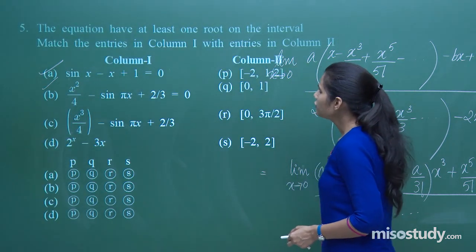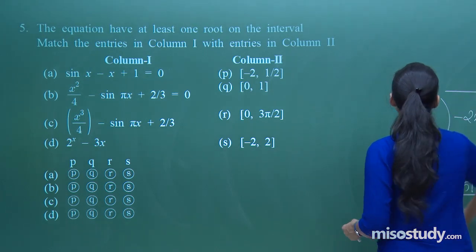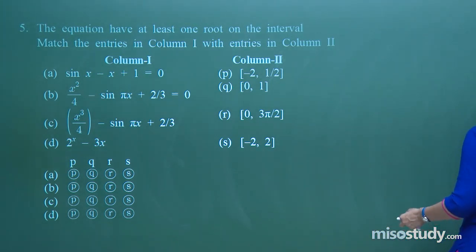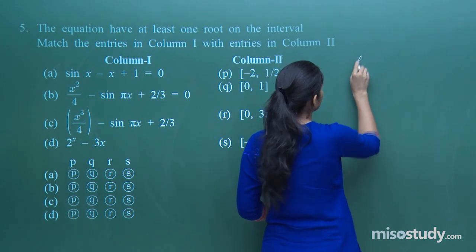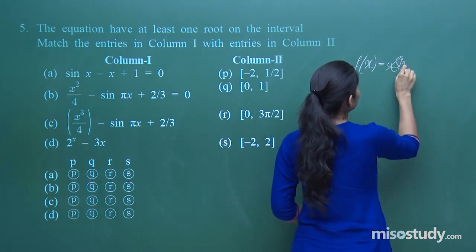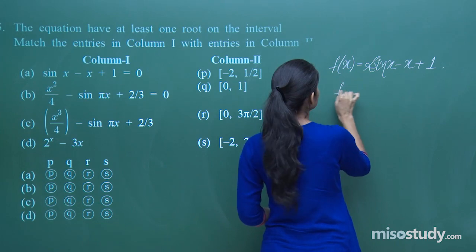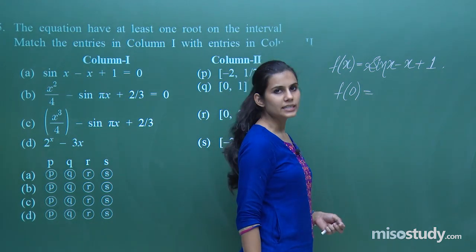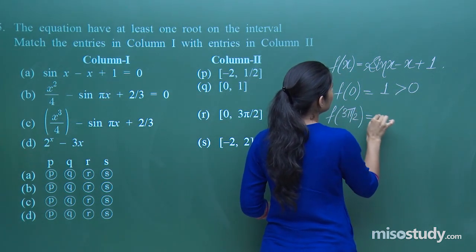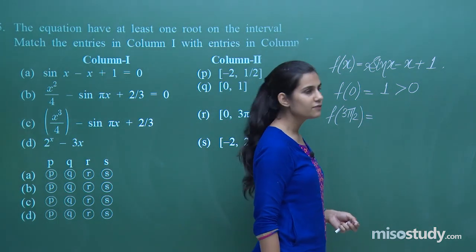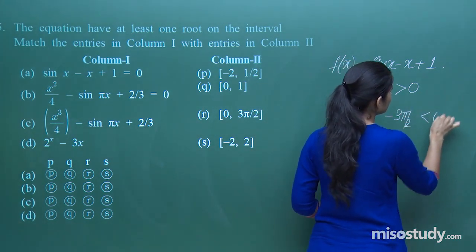We have the equation has at least one root in which interval. So this equation is given to you, this has one root in which interval is the question asking. Okay, if I talk about this function sin x minus x plus 1, if I take that as f of x, in that situation if I talk about f of 0, it is sin 0 minus 0 plus 1, which is 1, that is positive. And if I talk about f of 3 pi by 2, it is sin of 3 pi by 2 minus 3 pi by 2 plus 1, which is minus 1, minus 3 pi by 2 plus 1, which is less than 0.